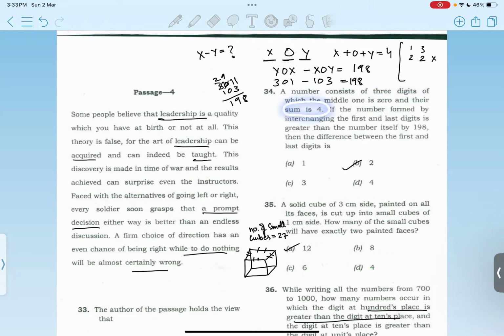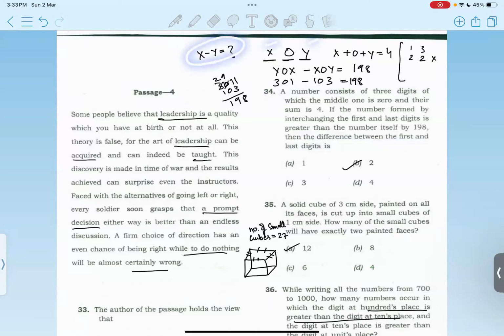It means x plus 0 plus y is giving us the value 4. So if the number formed by interchanging, now we are interchanging the digits x and y, and the number that we get is greater than the number itself by 198. So we can write it as reversing the number is greater than this original number by 198. So we get this equation, and we have to get what is the difference between the first and the last digit. Means we have to get the difference between x minus y.